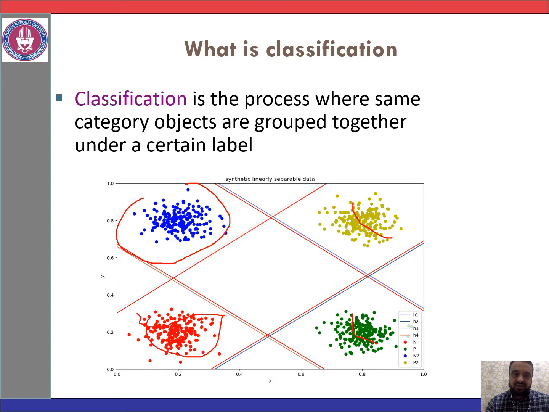But here we just force the objects. We teach this algorithm to group the objects under a certain category. So it is different from clustering. In clustering there is no supervision, and in clustering similar objects are only combined, but here we combine the objects under certain category.